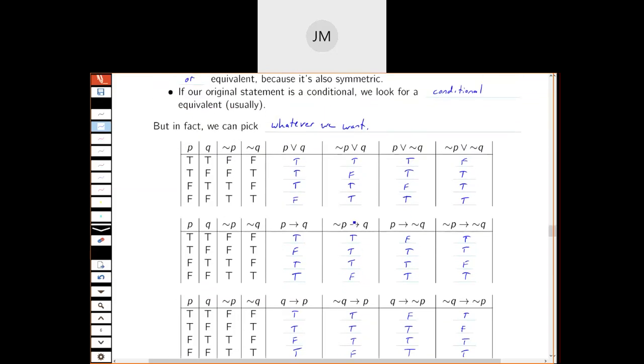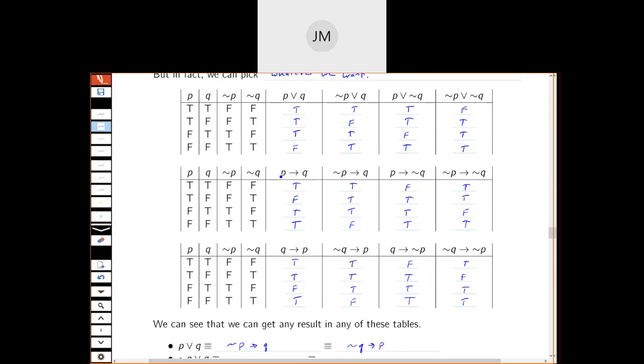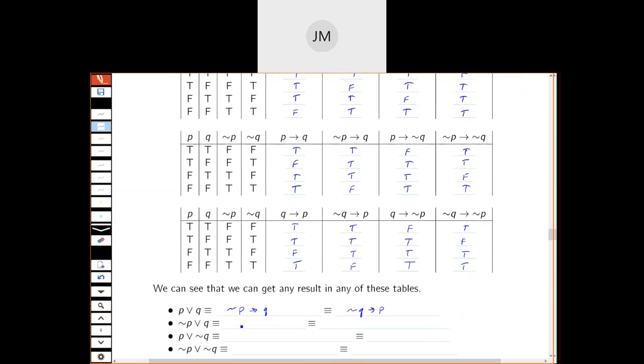If I look at my second or statement, the false is in the 2nd row. I get a false in the 2nd row when we have if P, then Q. I get a false in the 2nd row when I have if not Q, then not P. So these are equivalent: not P or Q is equivalent to if P, then Q, which is equivalent to if not Q, then not P.